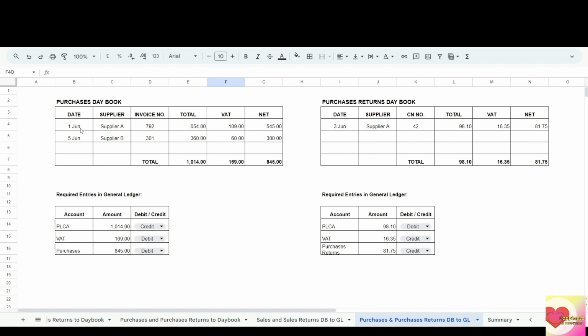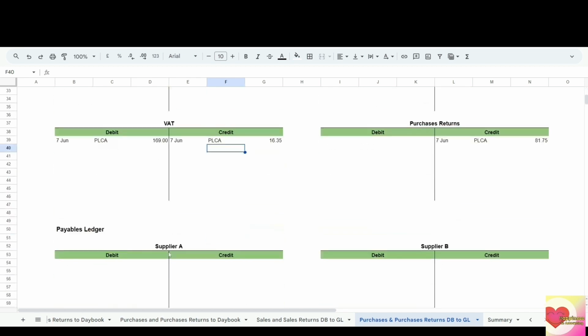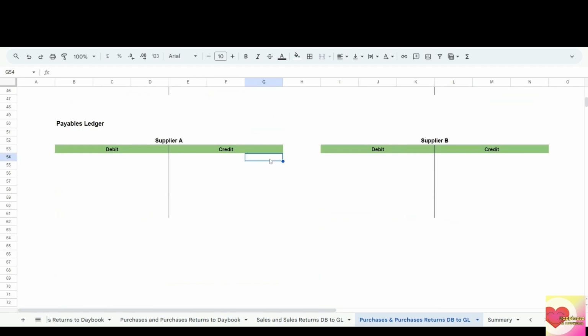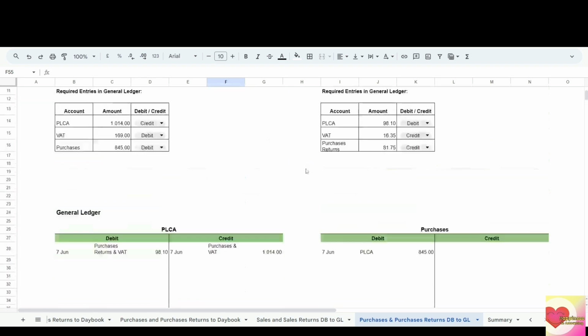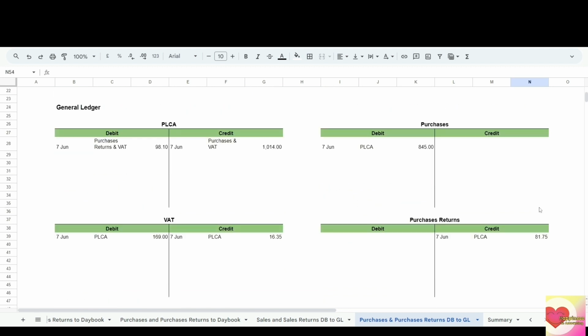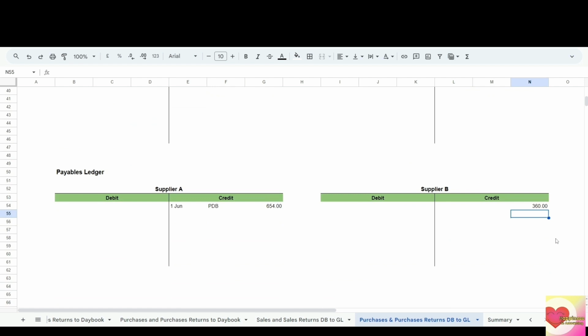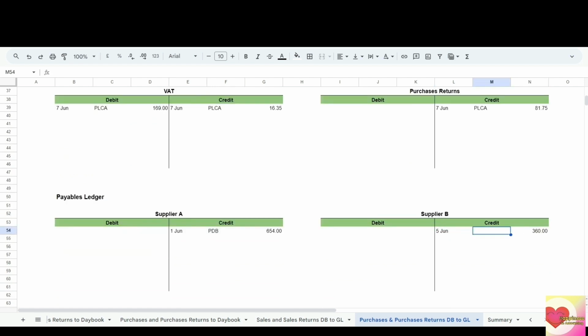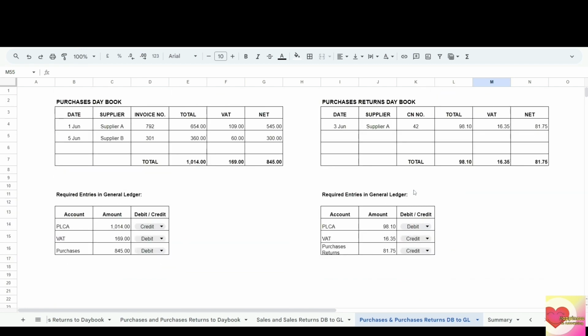So first is supplier A, 1st of June, 654. So let's go to supplier A. Let's enter the amount, the date, and the details is purchases daybook. Next is supplier B, 5th of June, 360. Let's go to supplier B. Let's enter the amount, the date, and the details. It's purchases daybook.